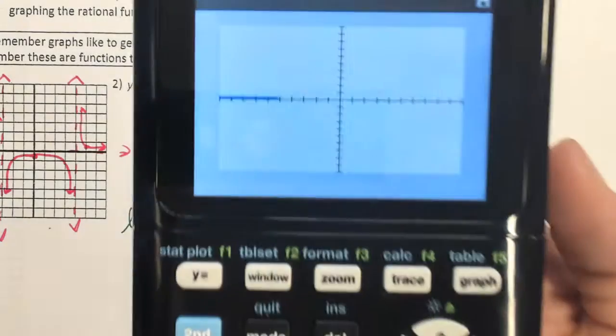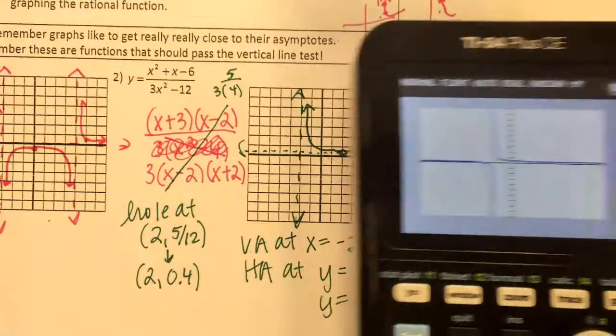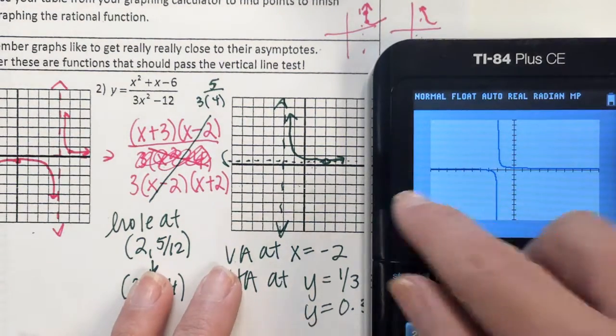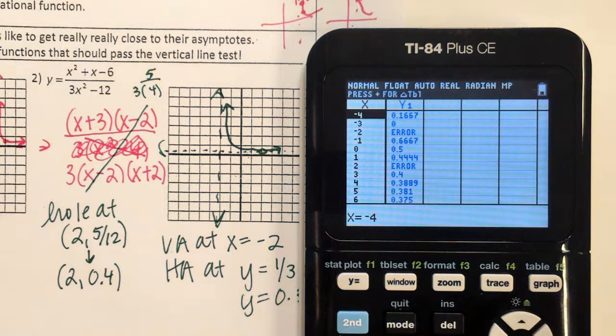Did everybody's graph look like this? Good. Alright, we've already drawn half of it. We already drew this half. How do I figure out an x value on this side? Table. And then I'm picking an x value on that side.